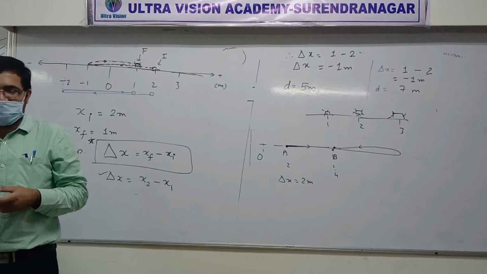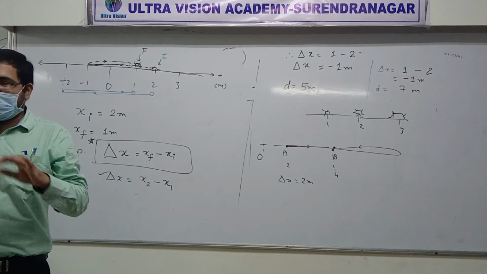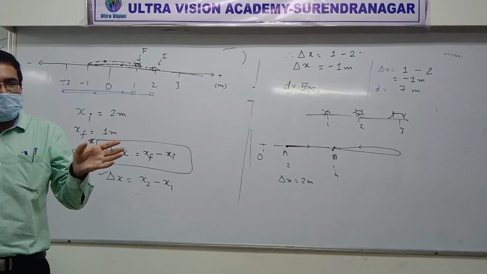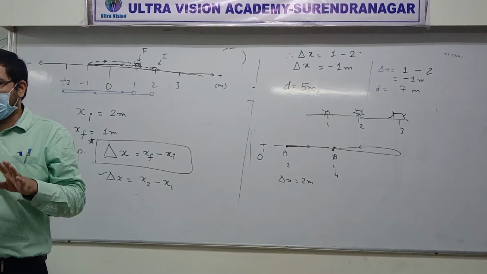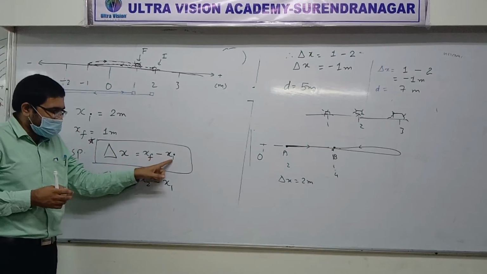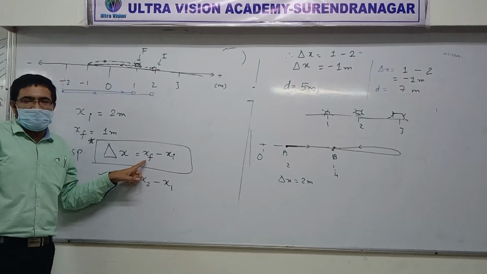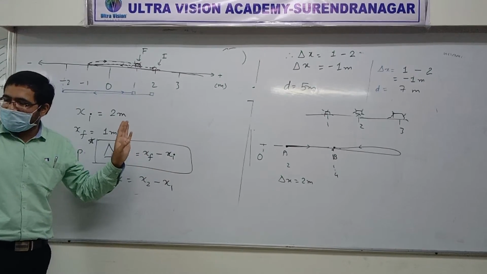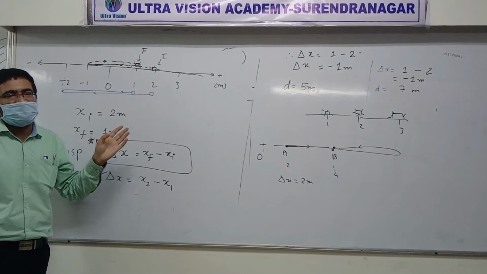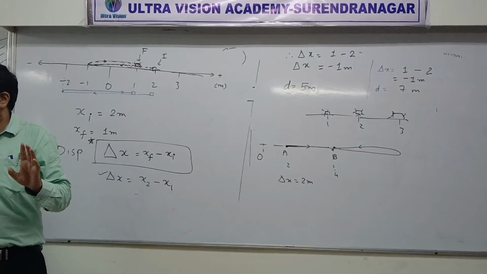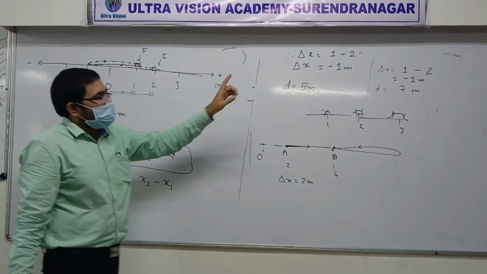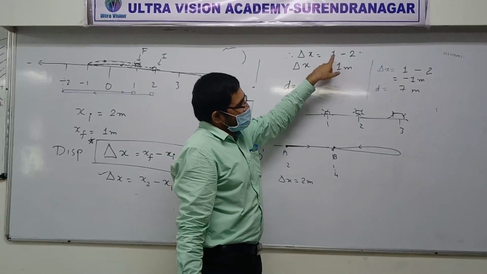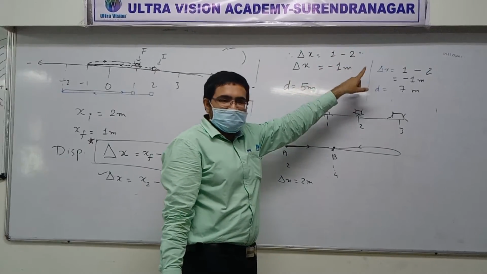So please understand this very well. Path length is different, displacement is different. Displacement only depends on two things. Which two? Final position and initial position. Got it? On nothing else. On nothing. Clear? Again, unit of displacement is meter. Why? Because unit of position is also meter.